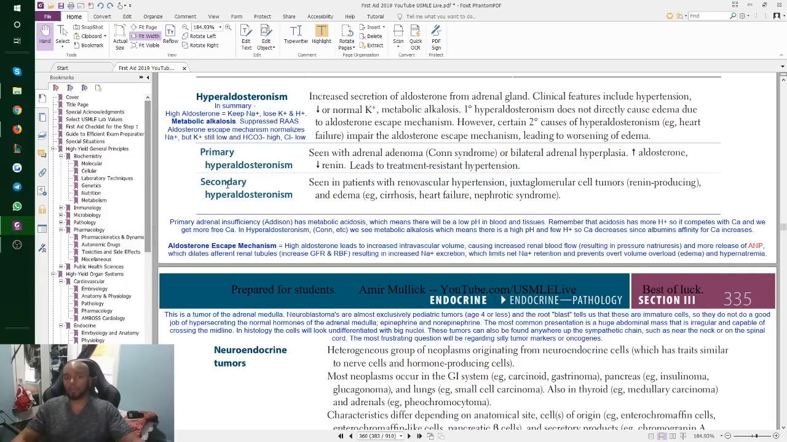Secondary hyperaldosteronism is seen in patients with renal vascular hypertension, JG cell tumors, which make a lot of renin, and people who have cirrhosis, heart failure, or nephrotic syndrome. They're also going to end up having secondary hyperaldosteronism, which means that they're not making aldosterone because they want to. It's not the adrenal gland's fault. It's someone else's fault that they're making all this aldosterone. And all those other people are what we're listing over here.